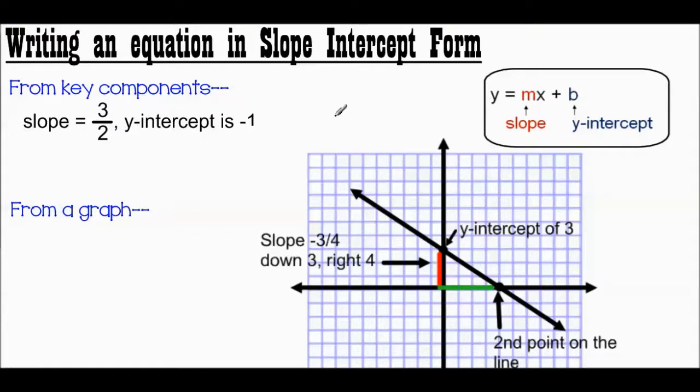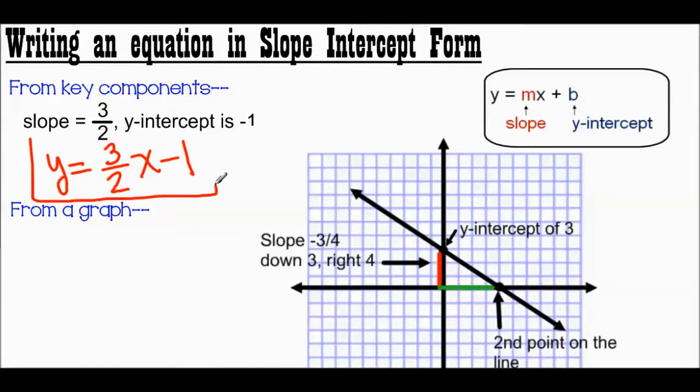Well, you can just put that into your slope-intercept form. Y equals, m is my slope, which is 3 over 2, so that would be 3 over 2 times x, and then my y-intercept is negative 1. I could put plus negative 1, but as we know, that can be simplified down to just minus 1. So there's that equation in slope-intercept form.